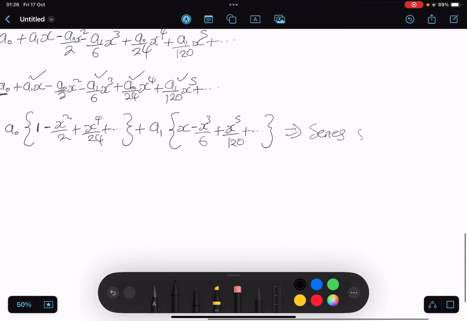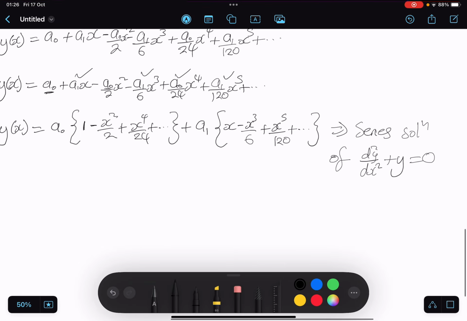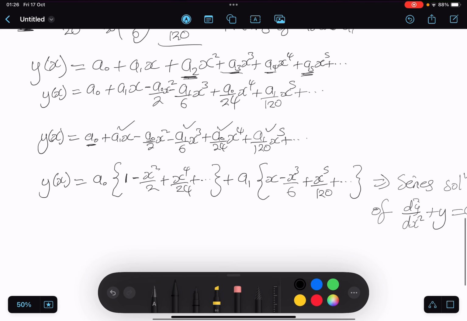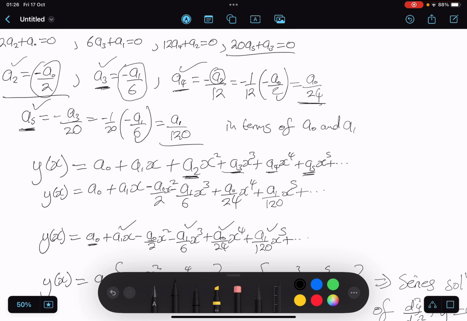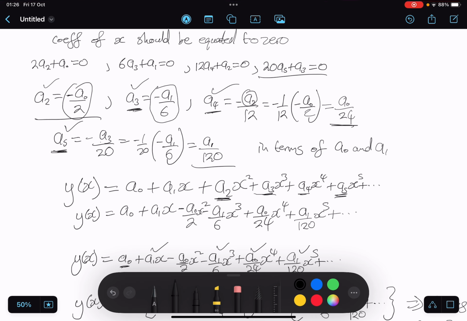This is the series solution of the second derivative of y plus y is equal to 0. So this is one way of finding the series solution of a differential equation. Now let me use another method whereby I'm going to look at the recurrence equations. I'm going to form recurrence equations in order for me to get the values of the coefficients.